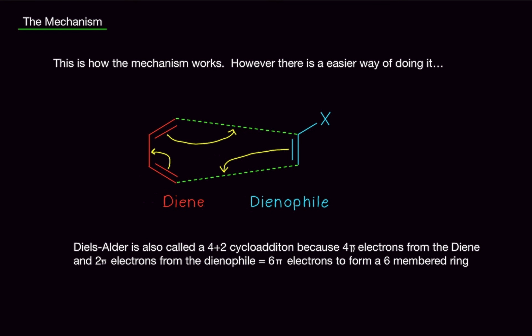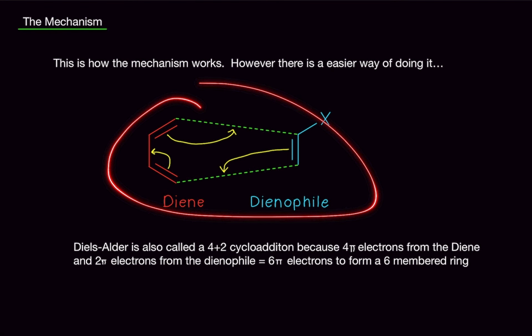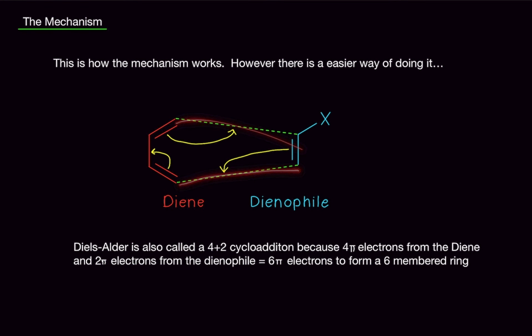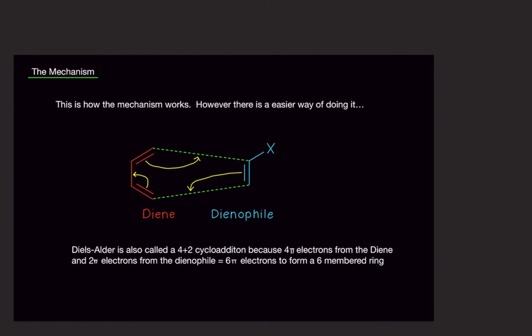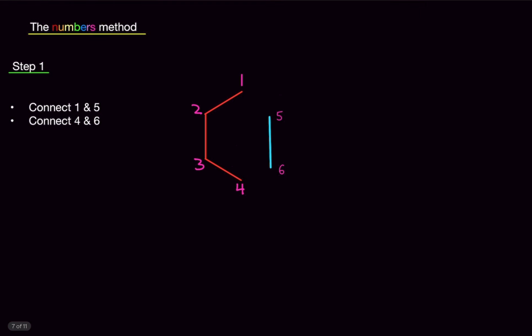I personally do not like this method because look, it looks so complicated, right? Like, what is this? It looks like a coffin. You're gonna die doing this. Dienophile. Okay. Let's do the numbers method. Watch how easy this is. It's 3 steps, you're done.